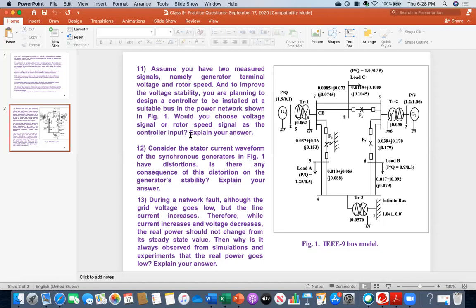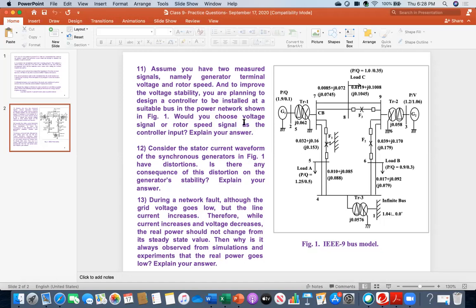I'm sorry, go ahead. I was thinking about rotor speed because I think maybe if I control the speed of the rotor, that will help me to control the voltage.